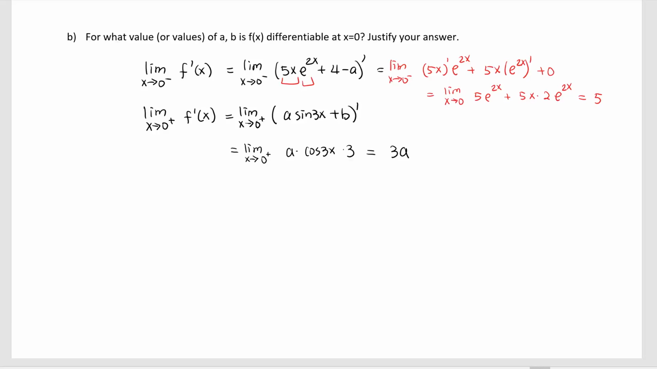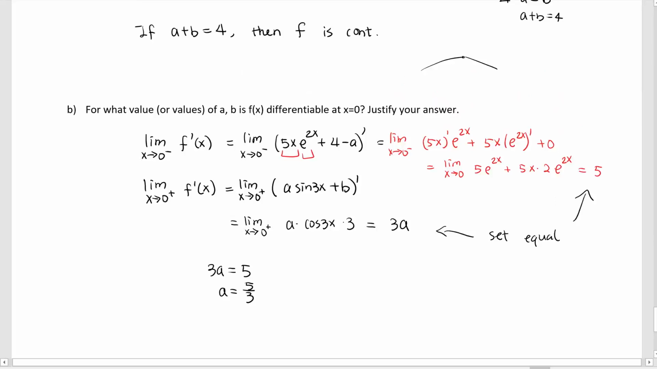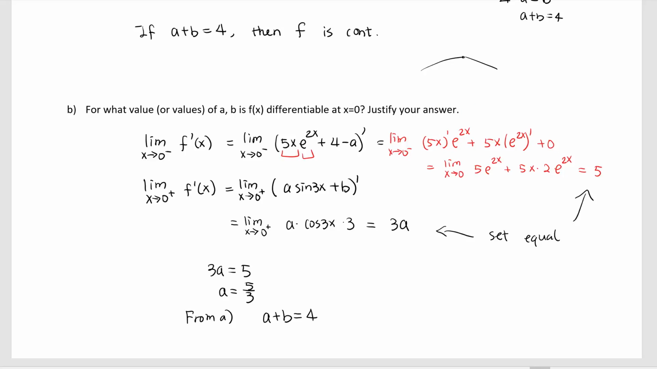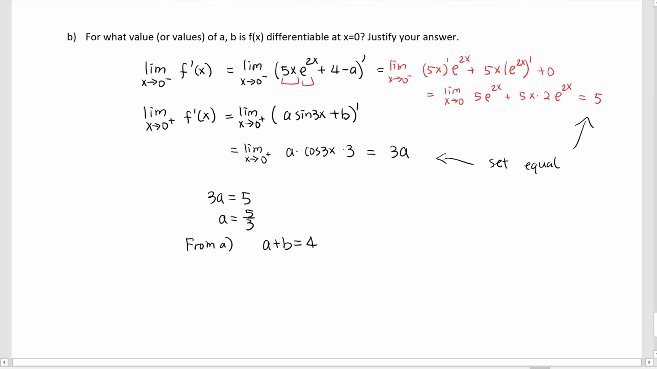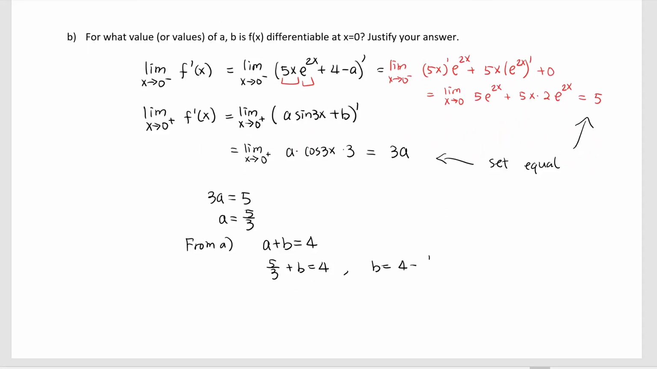As long as the left side derivative and the right side derivative are equal, then we have the function differentiable. So set them equal. So we have 3a equals 5. A is 5 over 3. Are we done? No, because to be differentiable, the function has to be continuous first. So that's why we need to combine the condition we get from part A. From A, a plus b equals 4. Now a is 5/3. Then b is 4 minus 5/3.